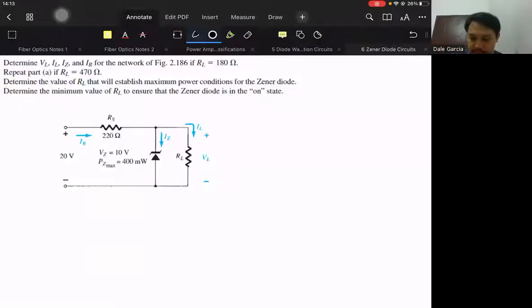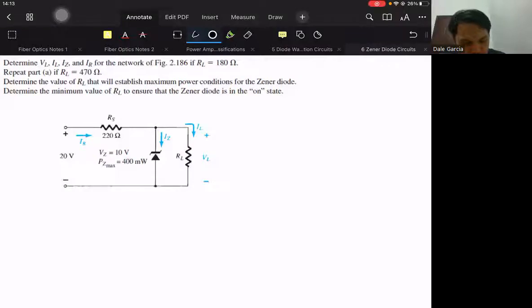So let's try to solve some more examples regarding Zener diode circuits, or the Zener diode as a voltage regulator. In this case, we have two conditions. First is when our load is 180 ohms, and second is when our load is 470 ohms.